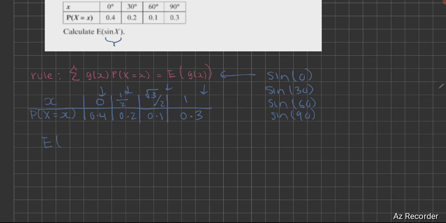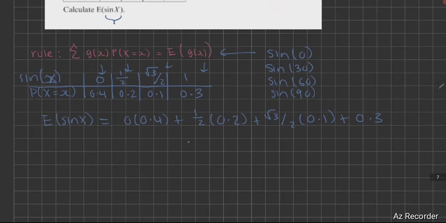So find E of sine x. So this is sine x. Okay. And this is equal to 0 times 0.4, add 1/2 times 0.2, add root 3 over 2 times 0.1, add 0.3 is equal to, now if we just plug this into our calculator, it's a bit of a nasty equation, and we get 8 plus root 3 over 20, or 0.4866.